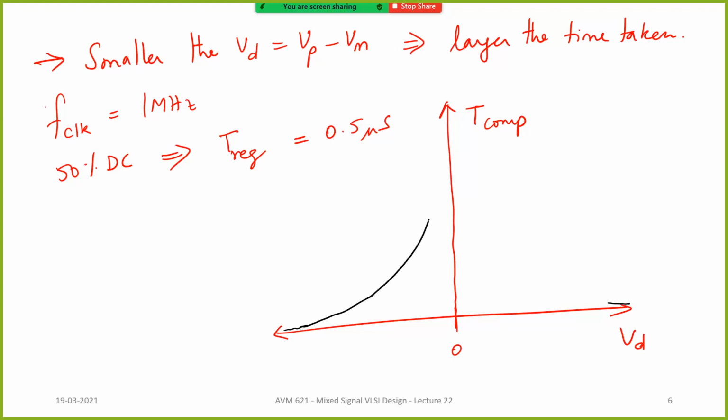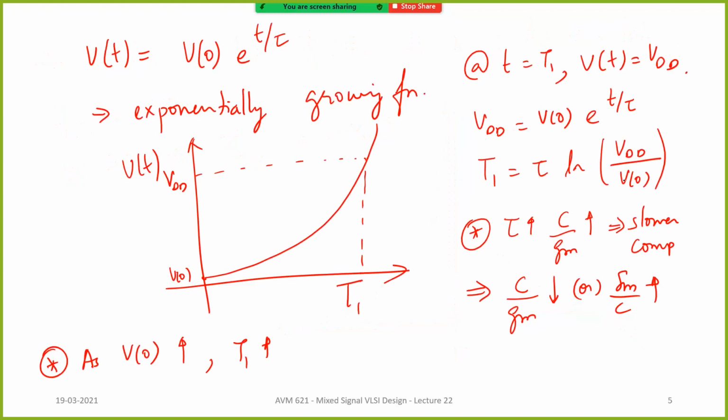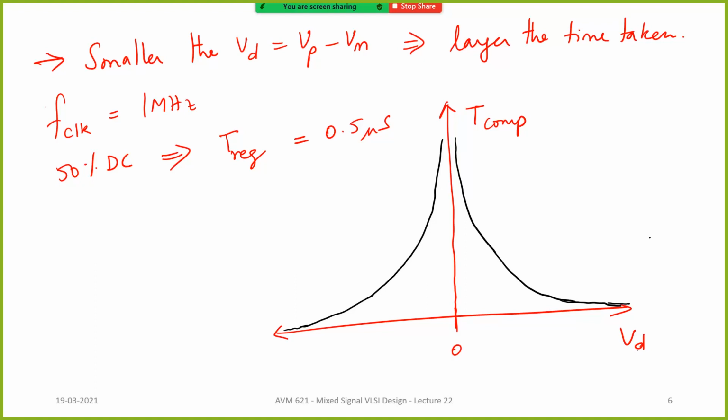So it is going to be asymptotic. It will never reach a certain point. That is the whole point. If you look at this equation, if you go instead of, let's say, 60 microvolt, to 60 nanovolt, then to 60 picovolt or 1 femtovolt, as you keep reducing the voltage, the time taken for you to reach VDD is going to grow exponentially.